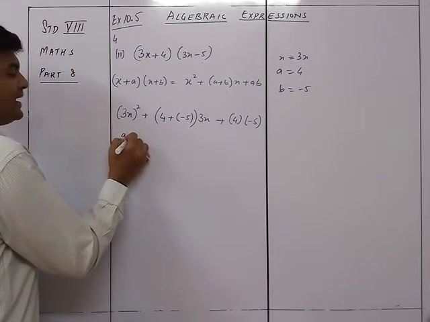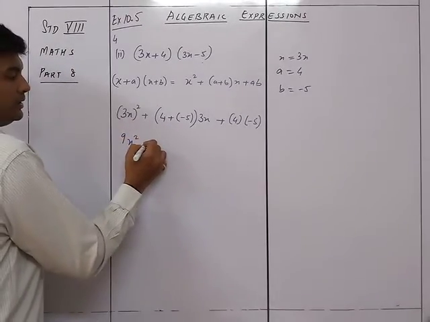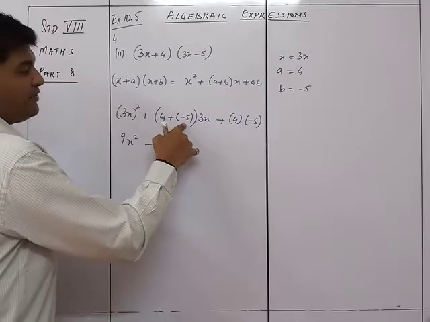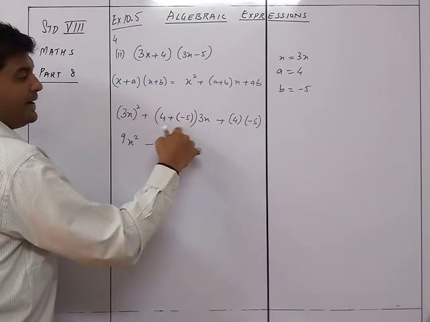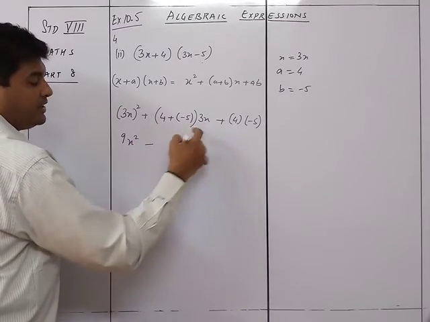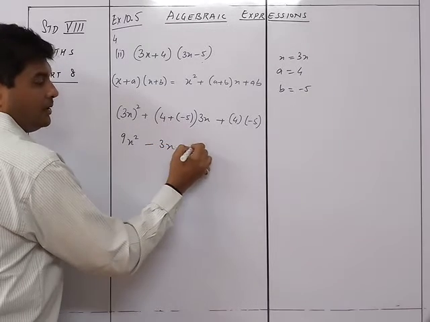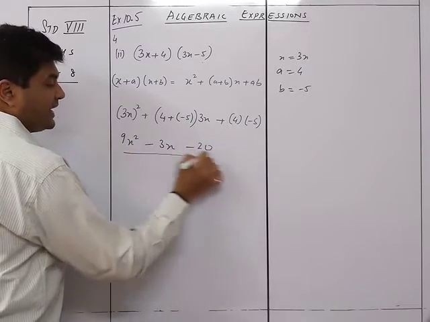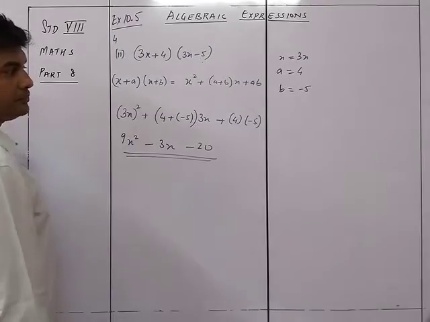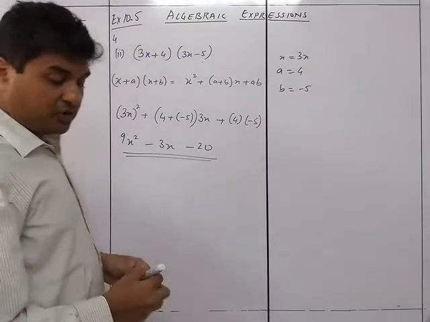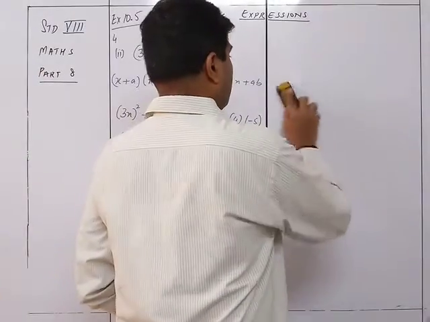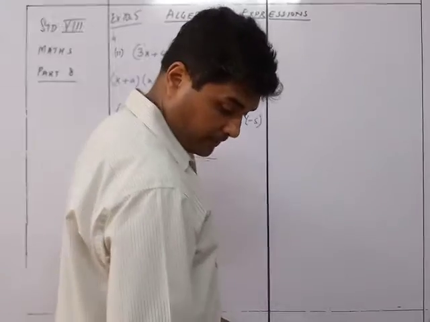This will be 9x square, minus 5 plus 4 is minus 1, minus 1 into 3 will be minus 3x, minus 20. So this is the answer. This was the fourth sum, the second one. Now we see the fourth sum, the fourth one.